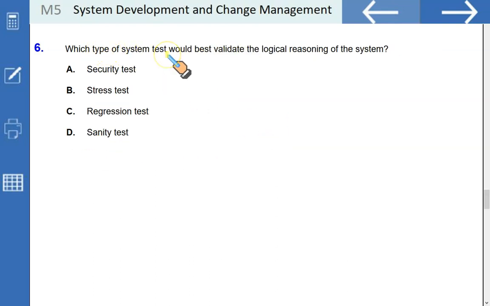Which type of system test best validates the logical reasoning of the system? Security test, we are looking for logical reasoning. It says security test. Security test verifies that the system that we are currently reviewing can block unauthorized penetration from outside. It can prevent unintended data changes, or it can prevent any other type of system related misuse. It does not test the logical reasoning or the behavior of the system.